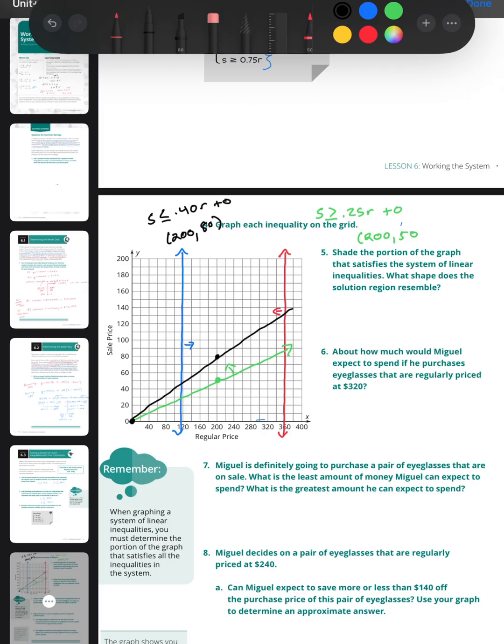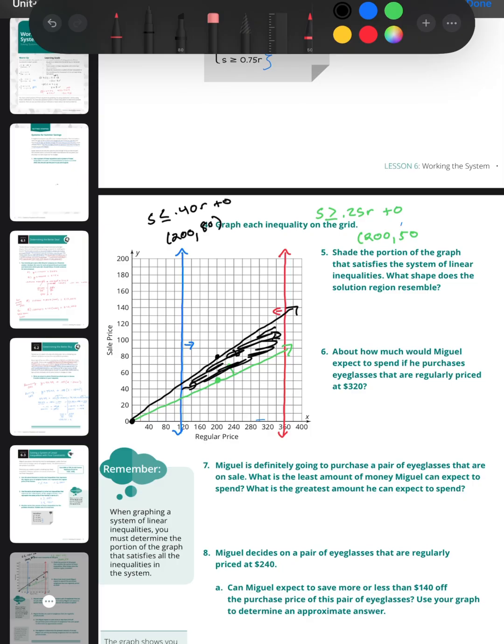And that is a less than sign, so we are below that line. So if we're to the right of the blue line, above the green line, left of the red line, all our shaded overlap area is right in there. So there's our solution set. So shade the portion of the graph, we just did that.